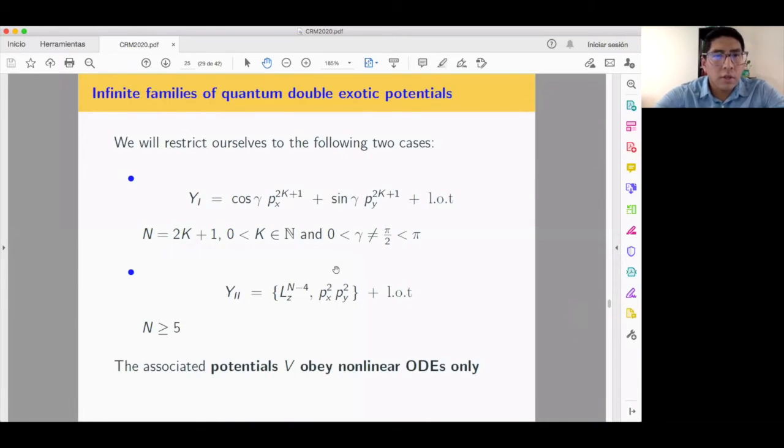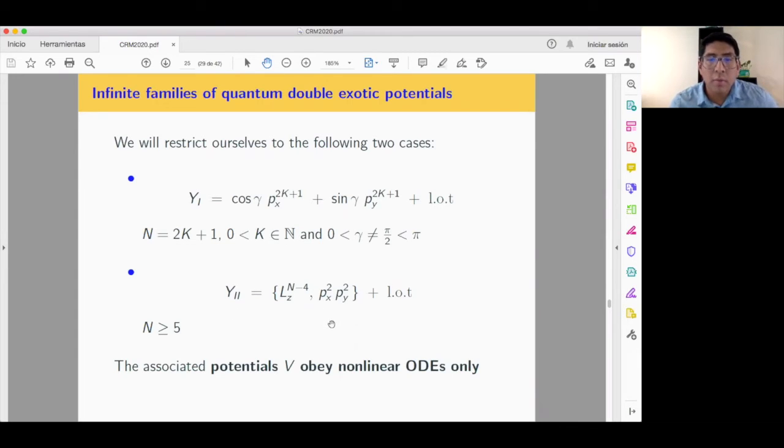So again, I will focus on only two cases, an infinite family of quantum doubly exotic potentials. The first family is characterized by this leading term. So we have px to the n, where n is written as 2k plus 1, where k is an integer, and also py to the n. So this is the leading term of the first infinite family of doubly exotic potentials that appears due to this nonlinear compatibility condition.